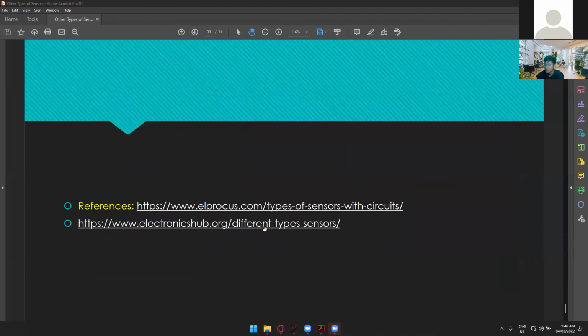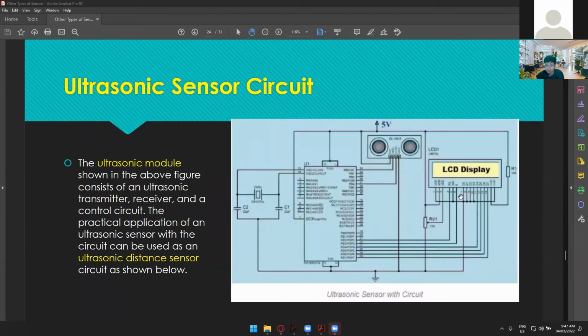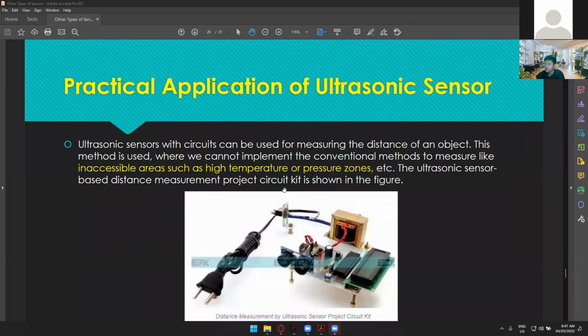Okay. So it's just explaining here that whenever power supply is given to the circuit, the ultrasonic waves are generated and transmitted from the sensor and reflected back from an obstacle or an object ahead of it. Again, there is a transmitter and the receiver receives. The total time taken for sending and receiving is used for calculating the distance between the object and the sensor. Thus, it can display the distance, in inches maybe, or in centimeters, or in millimeters. So here's one practical application of ultrasonic sensor.